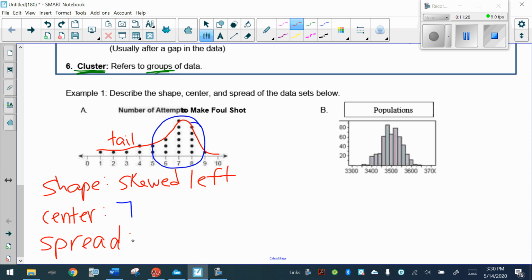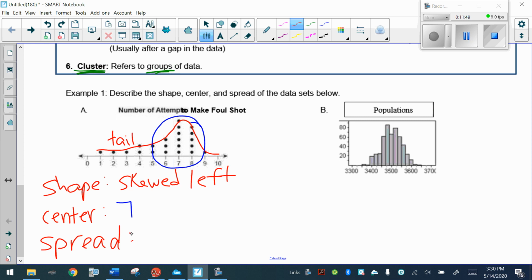And later in Algebra 2, they'll want you to really get specific about the standard deviation and all those kinds of things. But for us, we're just going to look at the context of the problem and decide if we think that's really spread out based on the context or not very spread out.